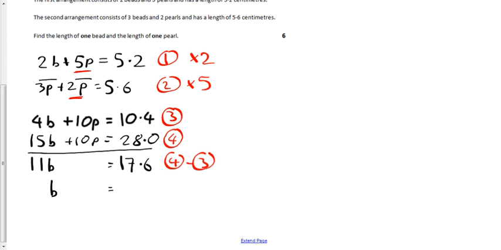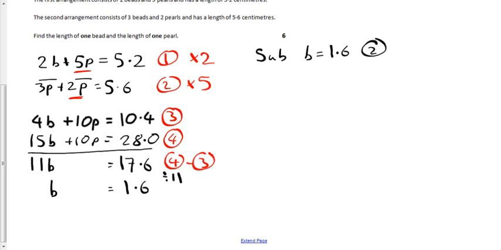So to get b on its own, I'm going to divide by 11, which gives me 1.6. So I've got a decimal answer, but like I said before, it's not a reoccurring decimal, so it's not that bad to deal with. I need to take my value of 1.6 and substitute it into any of my original equations. So I could substitute that into 1, 2, 3 or 4 if I wanted. I'm going to substitute it into 2 just because the number of p's there is smaller.